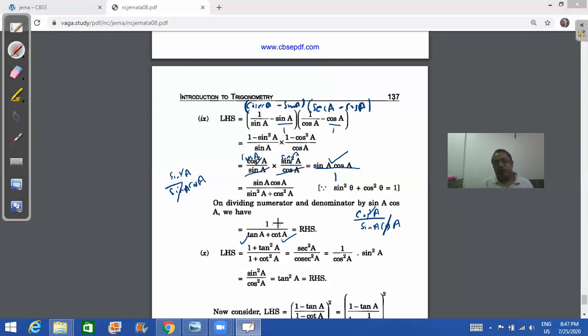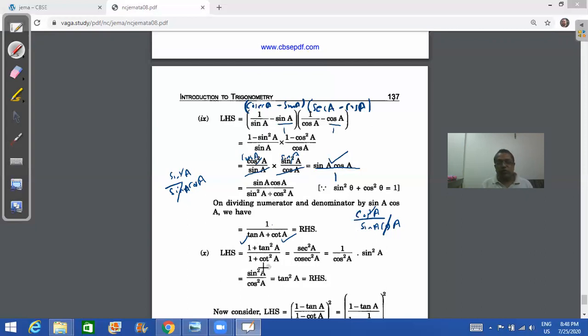In the RHS, we wanted 1. So when we wanted 1, the easiest way is to divide the term by itself, because any number by itself is 1. So we are going to divide each term by sin A cos A and we get the required result. Okay, so we move on to the last question then, the 10th part.